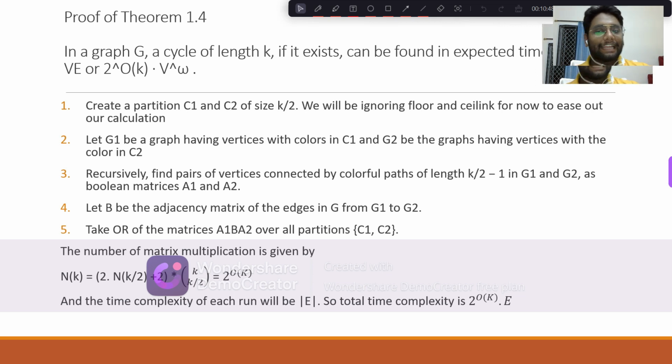means for the k cycle, that will equal 2 times n of k by 2 plus 2 to the power k times c of k by 2. Now this particular thing is a recursive relation which, upon calculation, will again give us 2 to the power k. But as we have to run the algorithm e times for each of the subset problems, it will give us a time complexity of 2 to the power k times e. And then there is a vertex factor, and the vertex multiplication will give us a factor of v to the power w.